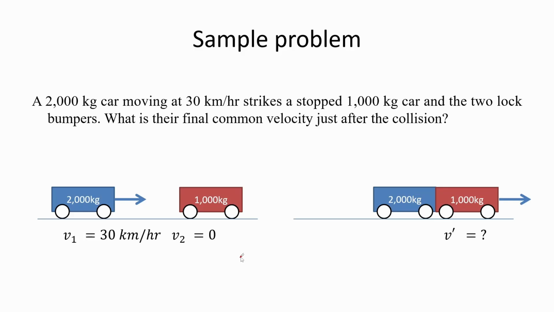So here we have an example of a 2,000 kilogram car moving at 30 kilometers per hour that strikes a 1,000 kilogram car, and two lock bumpers. What is their final common velocity just after the collision? So, bangga siya, pack, tapos sila. And they move together at the same time.